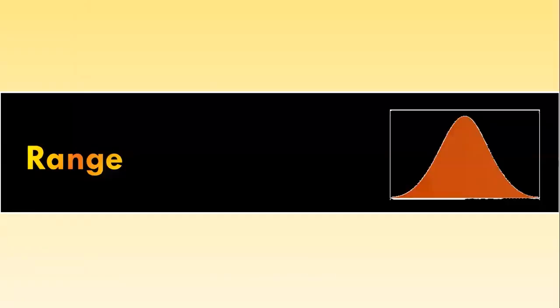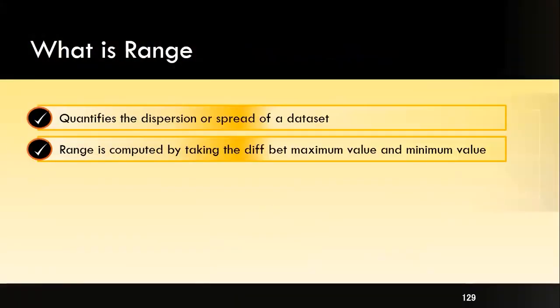Range is one of the measures using which we can find out how spread out a given data set is, using which we can quantify the dispersion or the spread of the data set. We can compute the range by taking the difference between the maximum and the minimum value. That is what your range is. And the formula is very simple here.